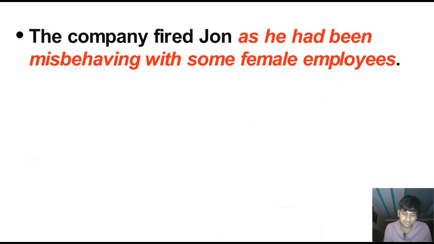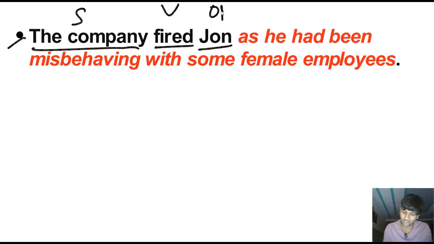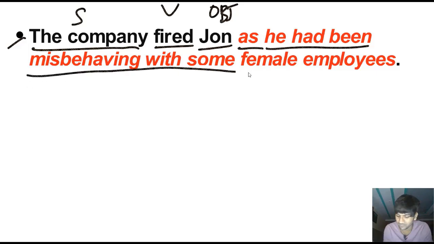Another example. The company fired John as he had been misbehaving with some female employees. The company, subject, right? Fired, verb, John, the receiver, object, right? The company did something, the company fired John, right? Can there be any reason for that? Absolutely yes, there can be, and there should be, right? And there is. The company fired John as he had been misbehaving with some female employees. This is the reason why the company did what they did, fired John.